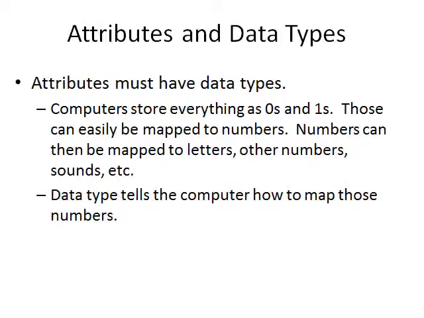Okay? Attributes have to have data types. Computers internally store everything as a set of zeros and ones. Those zeros and ones can be mapped to numbers, like numbers that we know, the decimal system, the 10-base system. And then those numbers can be further mapped to letters, other numbers, or sounds, or anything like that. But the data type is what tells us how to map those numbers to sounds.